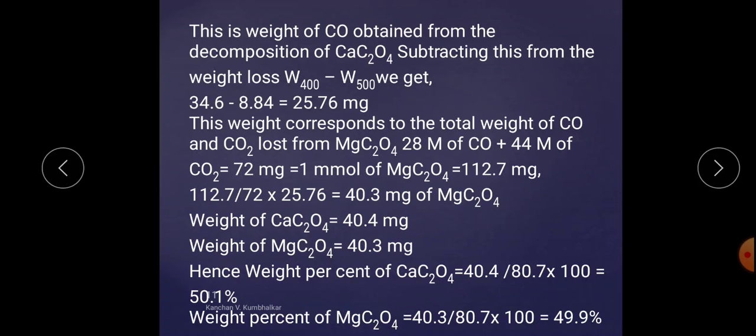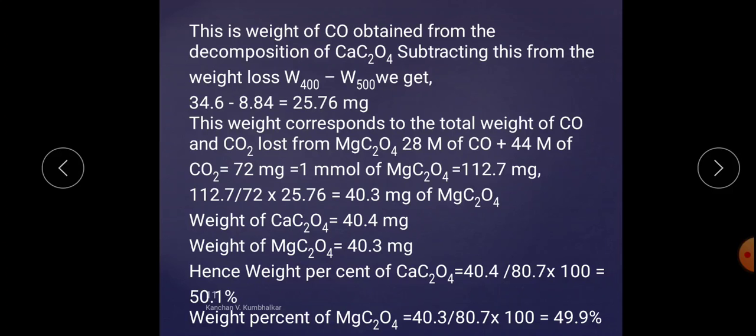Now we want magnesium oxalate. How much amount of CO and CO2 has been liberated? So in between 400 to 500, what type of reaction has occurred? The calcium oxalate gets converted into calcium carbonate with a loss of carbon monoxide, and magnesium oxalate gets converted into magnesium oxide with a loss of CO and CO2. So in between 400 to 500, both the CO and CO2 gases are responsible for the weight loss in both calcium as well as magnesium oxalate.